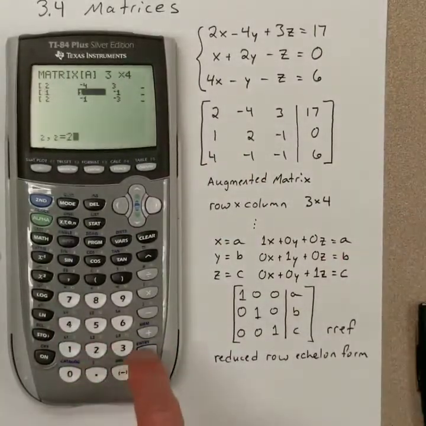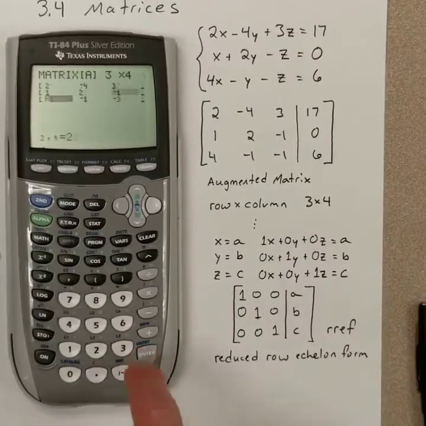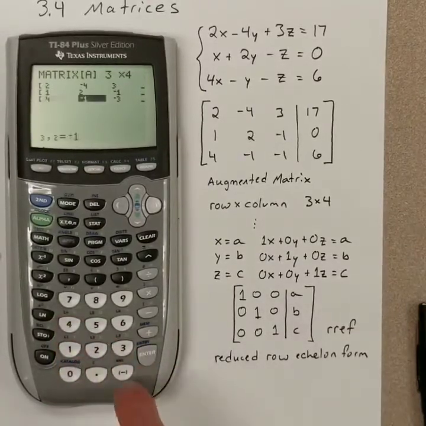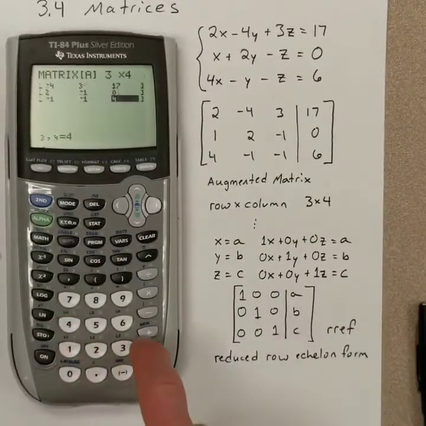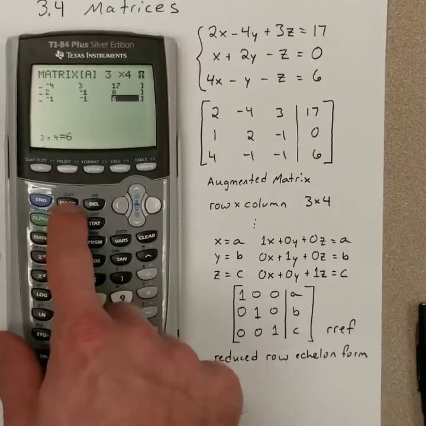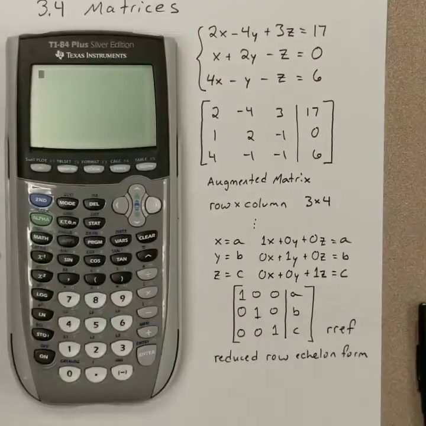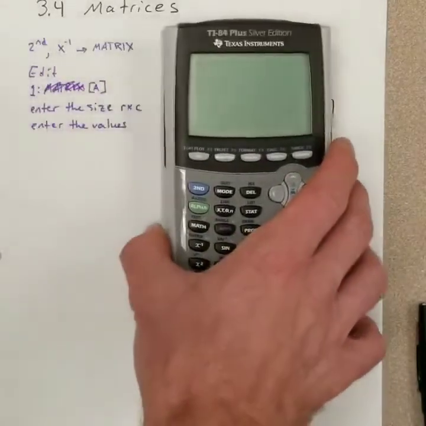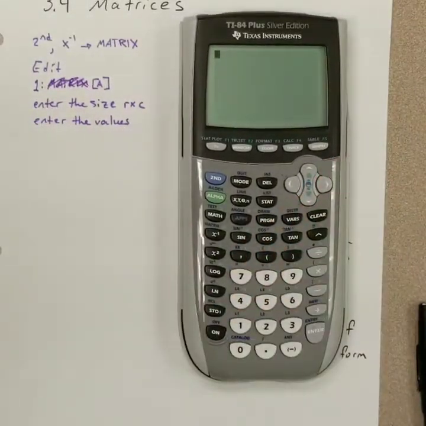1, enter, 2, enter, -1, enter, 0, enter, 4, -1, -1, and 6. And so I've got everything entered in there. Then I'm going to go second mode, which quits and goes back to the home screen. Okay, once you've got everything entered, you want to go back to the home screen.